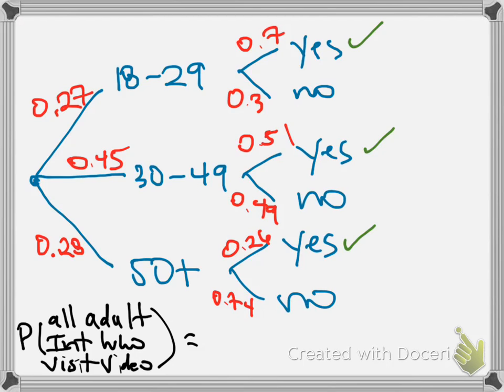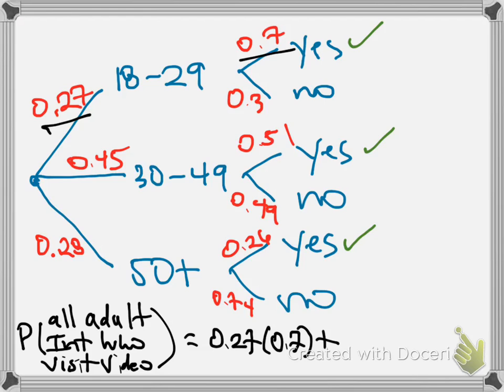So that means we need to figure out what overall percent of our adult population are those 18 to 29-year-olds who visit video sharing sites. So to find that bit of our probability, we just multiply those two things together, and we can do that using our conditional probability formula. So this is going to be 0.27 times 70%.